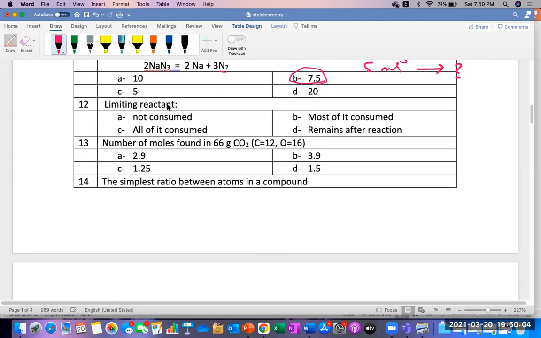Okay, what is the limiting reactant? Limiting reactant will be consumed first. So all of it will be consumed.